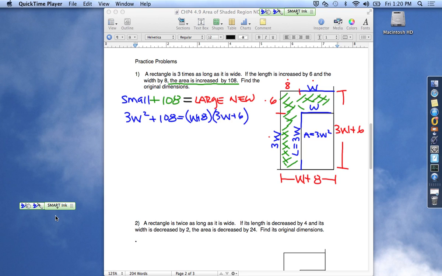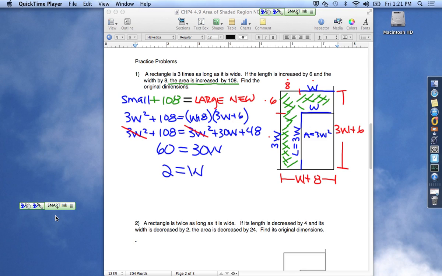And now we need to solve for W. And as promised, the squared terms or the quadratic terms for now, they will have the same coefficient. You're just simply left with solving something this simple. So in wrapping up to answer the problem, the dimensions of the original rectangle, well, the original is a 2 by 6. The increased large is a 10 by 12.